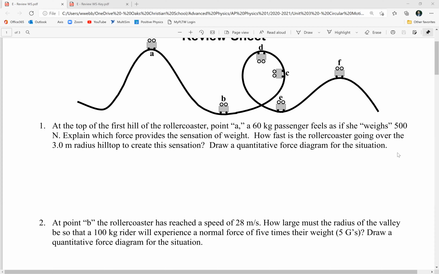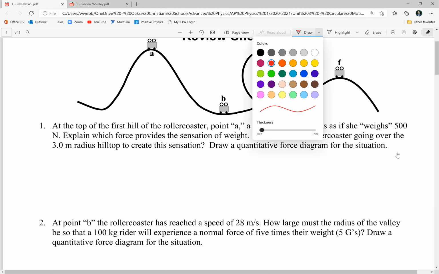Because remember, whenever we look at a free body diagram, we're looking at one point in time. So for picture A, we're looking at that point in time where the cart is right at the top. And that's what number 1 asks about. At the top of the first hill of the roller coaster, point A, a 60-kilogram passenger feels as if she weighs 500 newtons. Explain which force provides the sensation of weight. How fast is the roller coaster going over the 3-meter radius hilltop to create this sensation? And then draw a quantitative force diagram for the situation. So let's start with just figuring out the free body diagram here.